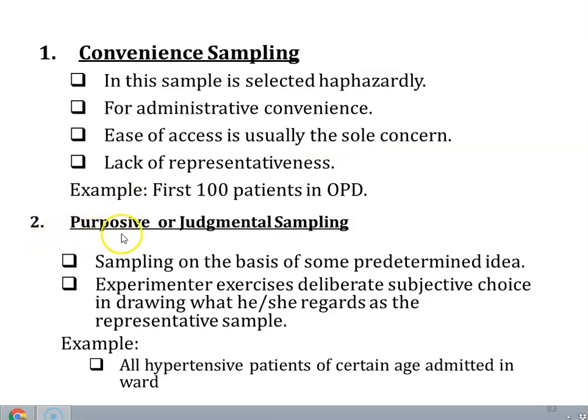Second type is purposive sampling. Here we select all the patients that are fulfilling some criteria. That is, individuals are selected based on some purpose or judgment. For example, in my ward, I select all patients who are hypertensive of certain age.